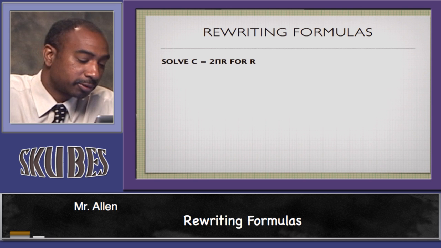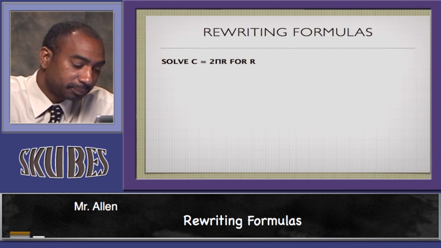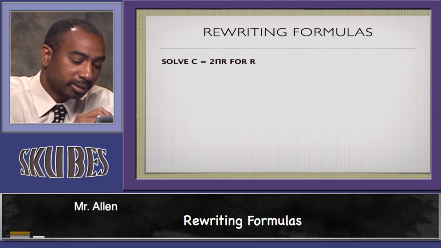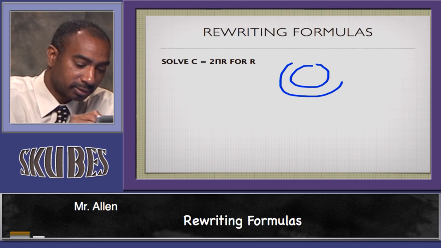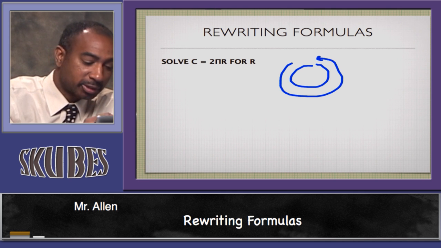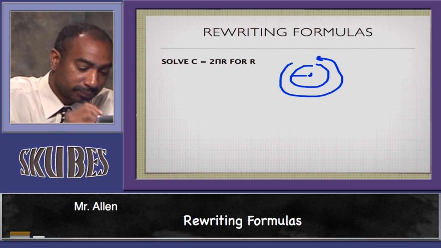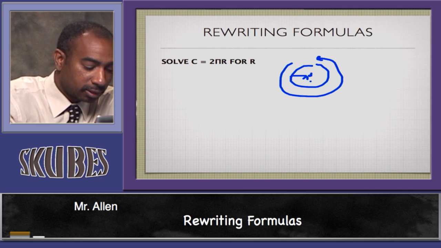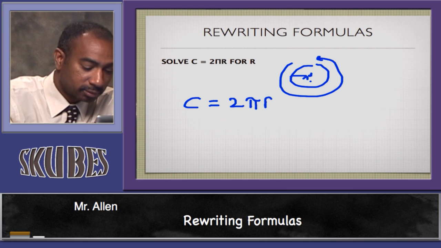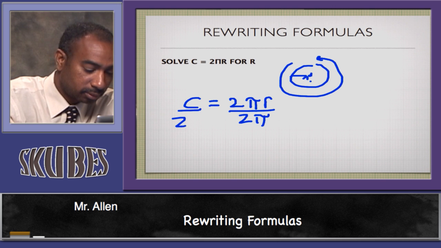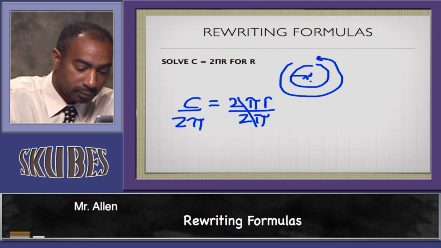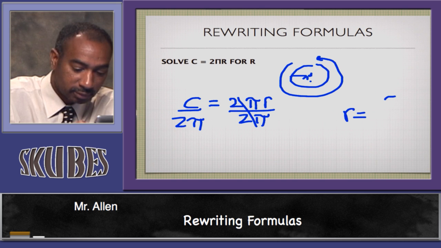All right, for example, solve for the circumference. You have the circumference equals 2 pi times the radius. If I just want to solve for the radius, remember the circumference is the distance around a circle. So if I just want to know what the radius of that circle is, I can use the circumference formula and solve just for the radius. And you can do that by dividing both sides by 2 pi. So the radius would equal the circumference divided by 2 pi.